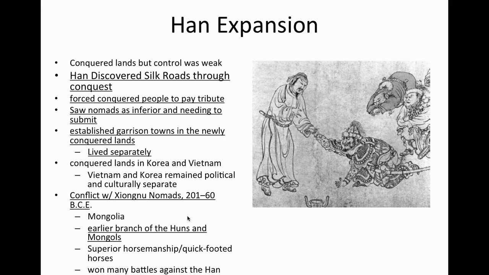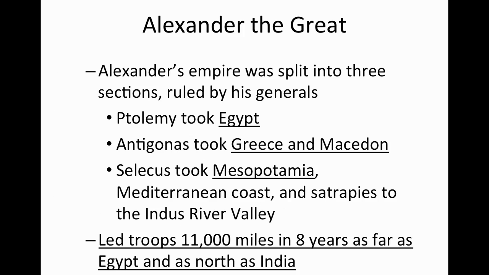One of the nomadic groups that the Han had a very difficult time with would be the Xiongnu nomads. Right over here, they're the predecessor to the Mongols. They did pay tribute, but as time would go on, they were very effective at defeating the Han in smaller battles. They had superior horsemanship, and they were very quick-footed. So these are the ancestors of the Mongols. So that would make sense that they were great in battle, right? So that would be the Xiongnu nomadic group, 201 to 60 BCE.